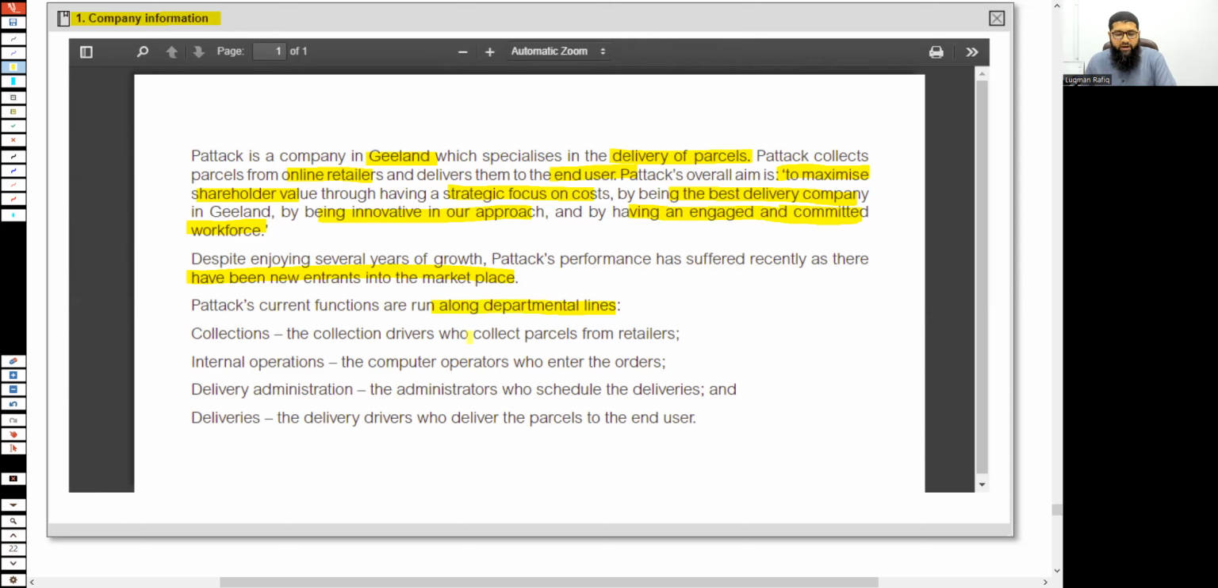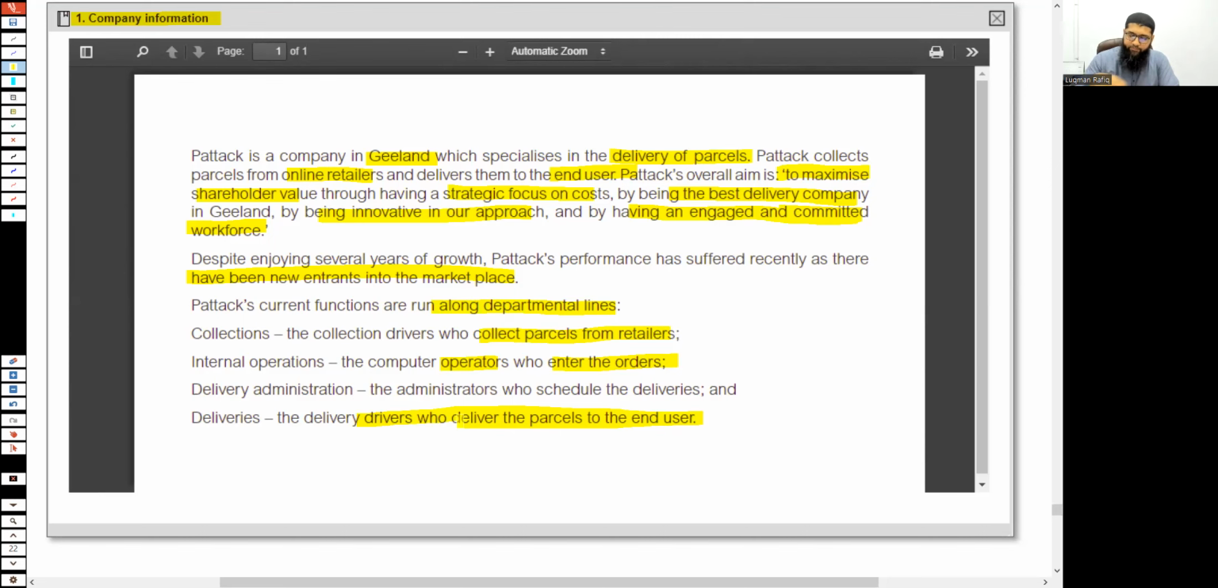Collections: the collection drivers collect the parcel from retailers. So I've got one action, which is to collect the parcel from retailers. Internal operations: the computer operators who enter the order. So somebody collects, somebody punches the order. Delivery administration: administrators who schedule the delivery. And deliveries: the delivery drivers who deliver the parcels to the end user. So you've got four departments: collection, internal operations, delivery administration, and deliveries.